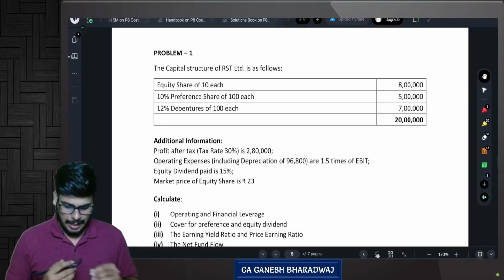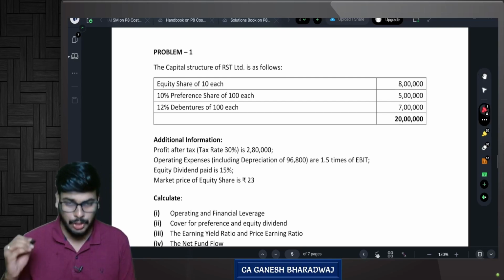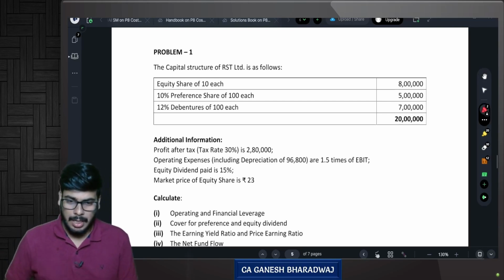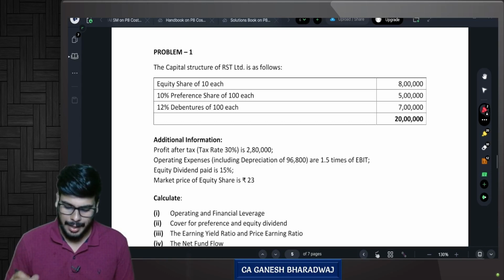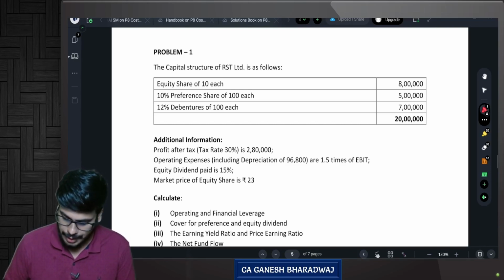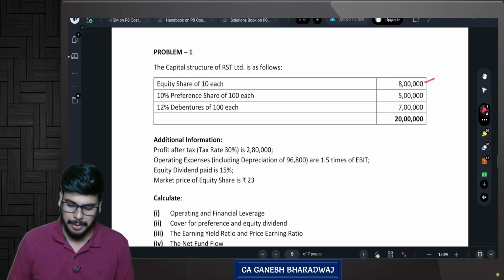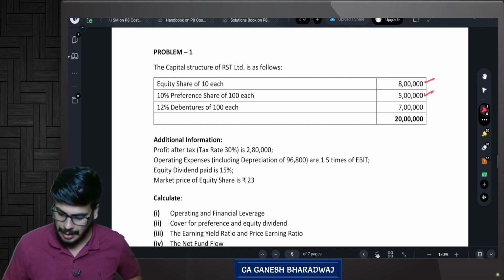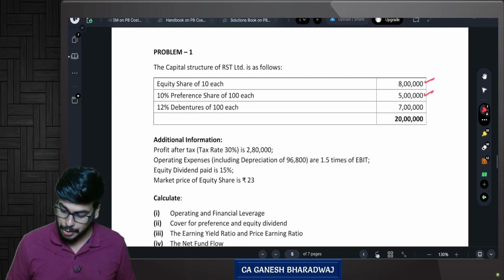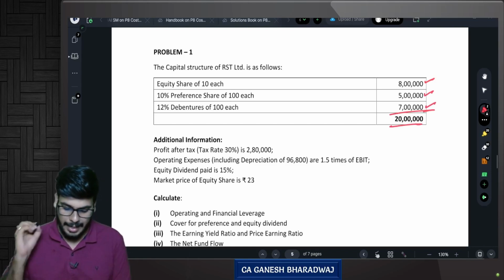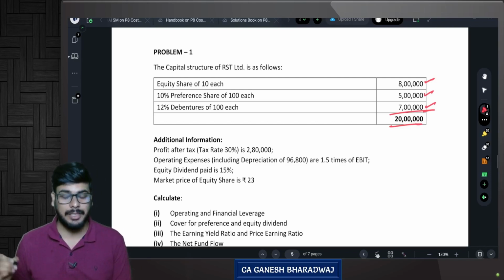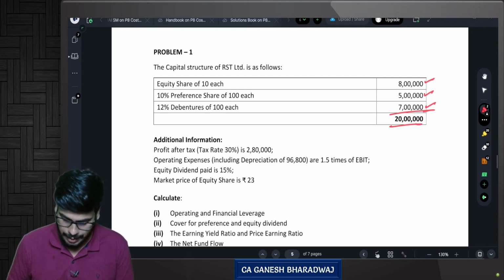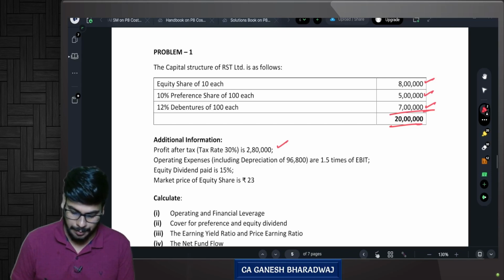So now let's solve the first question, question number 1. Let me read out the question for you. The capital structure of RST Limited is as follows. Equity shares of 10 each, the value is 8 lakhs. 10% preference shares of rupees 100 each, the value is 5 lakhs. 12% debentures of 100 each, the value is 7 lakhs. The total is going to be 20 lakhs. Additional information: profit after tax, with a tax rate of 30%, is 2,80,000.